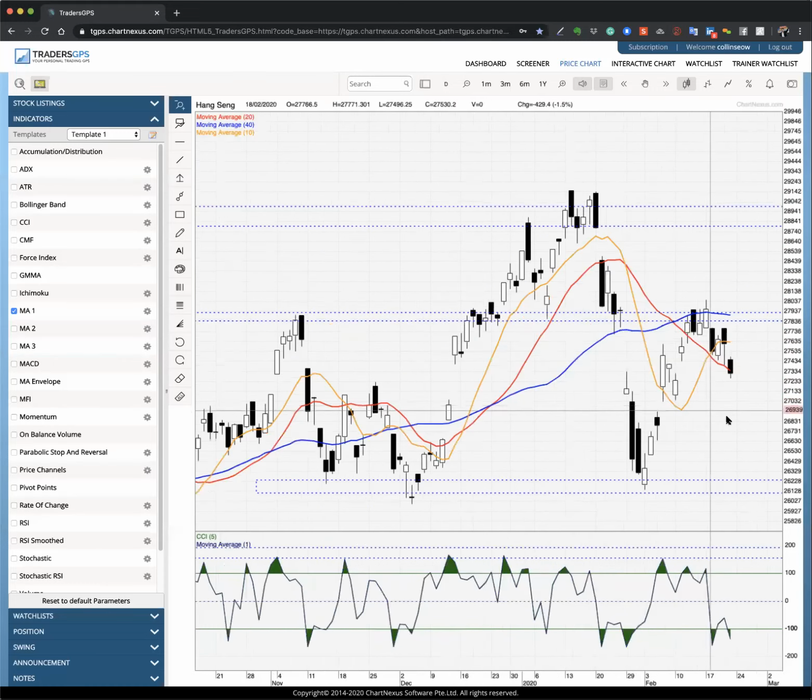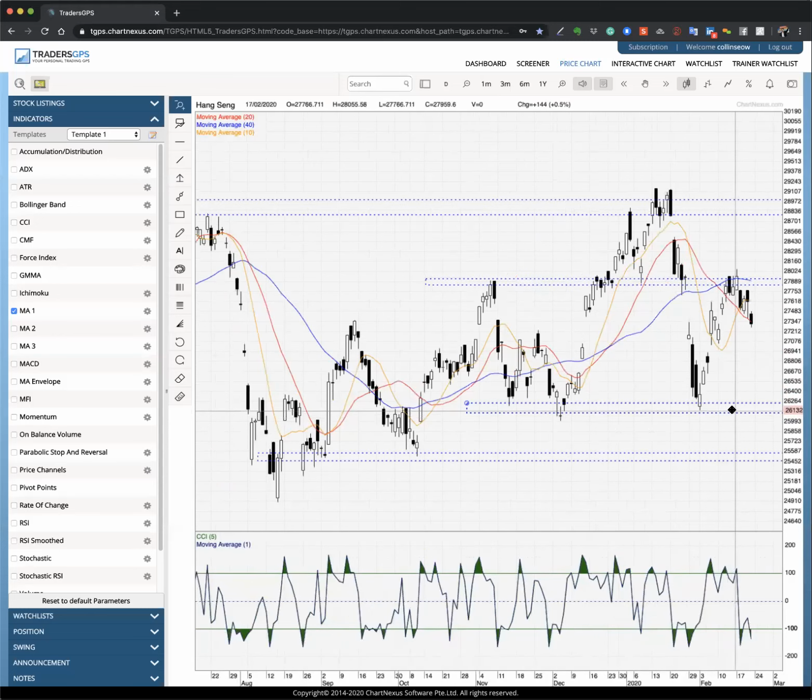Where is the area of support? Okay, area of support, there is one here. There's one right in the middle, maybe around this area. Okay, so again, you need to wait for a reversal candle. You need to wait for it to drop below, reverse up, then buy. Go above, bearish candle, then sell. Okay, so you need to wait for confirmation again.